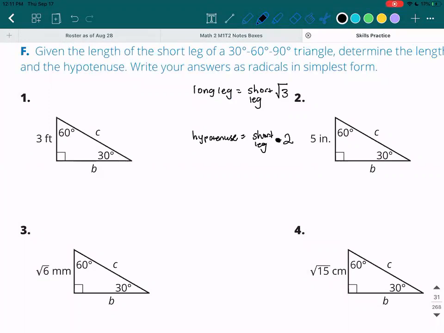So let's put it all together. Hopefully you guys will figure that this is also a straightforward one. So let's do our long leg. Our long leg is short leg times radical 3. Done. Our hypotenuse is short leg times 2. So 3 times 2 is 6. Done.